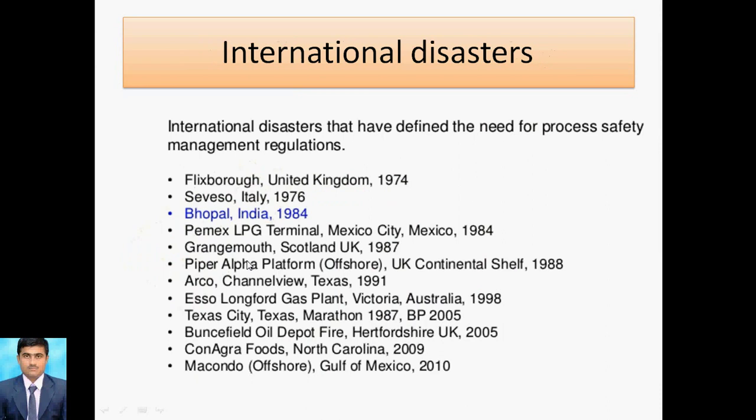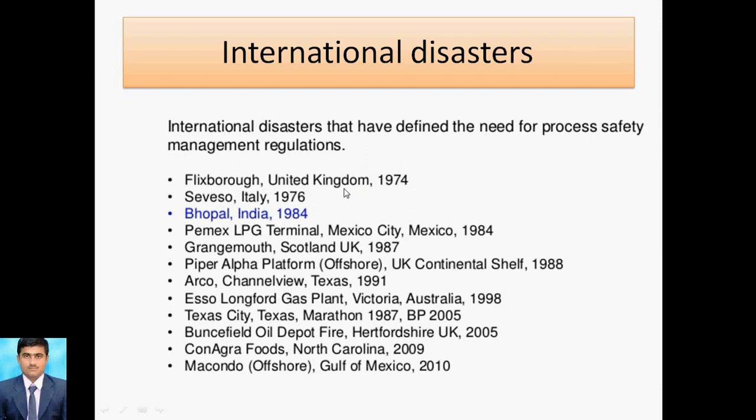Now we move to international disasters. While establishing the different processes, we observe these disasters. Suppose we take the example of Bhopal, India, 1984. Gas leaked from the organization, and that impacted a number of people. This type of disaster we have to study one by one, and then we can make rules for our plants.